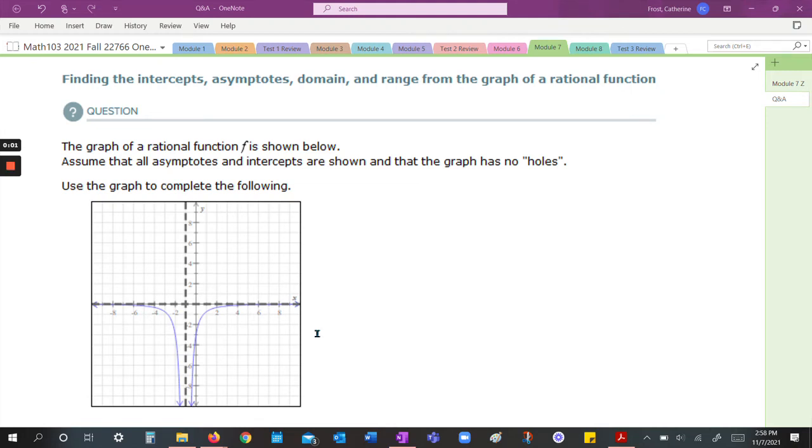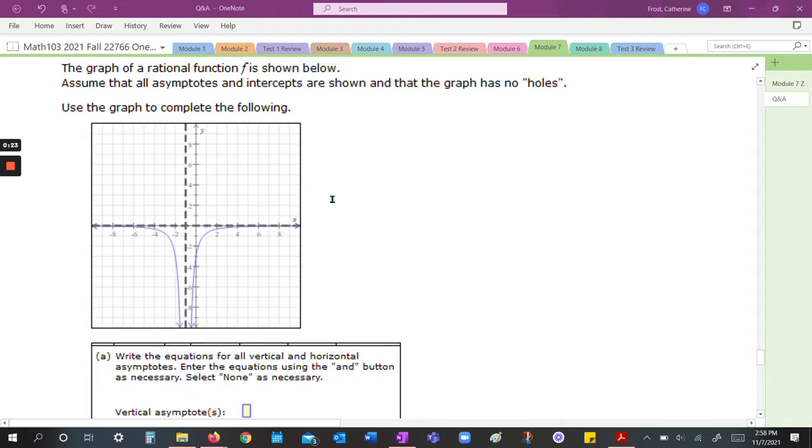This is the topic finding the intercepts, asymptotes, domain, and range from the graph of a rational function. Okay, let's see what we got here. Here's our first one that we're going to do. It says assume all asymptotes and intercepts are shown below and that the graph has no holes. Use the graph to complete the following.